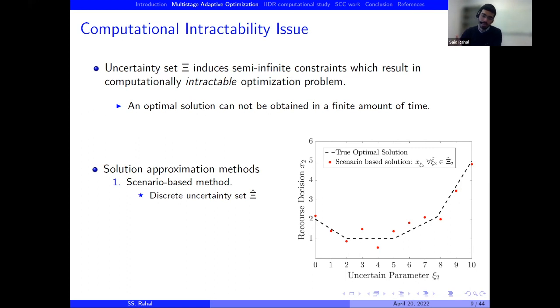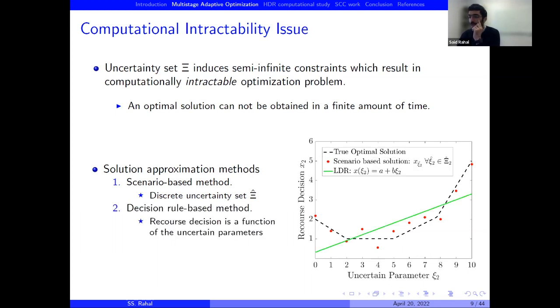So basically, this approach is common for stochastic optimization in particular. And to recover the optimal solution, we need a large number of scenarios. And here, this is one of the drawbacks of scenario-based approximation methods.